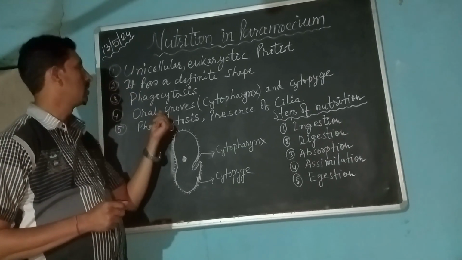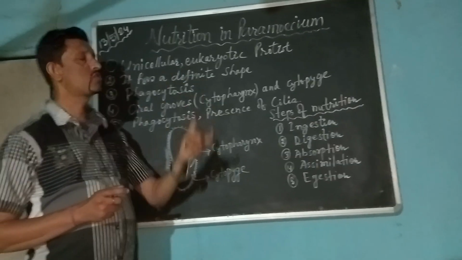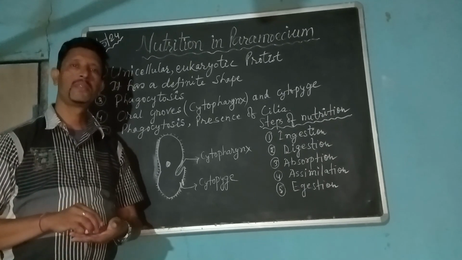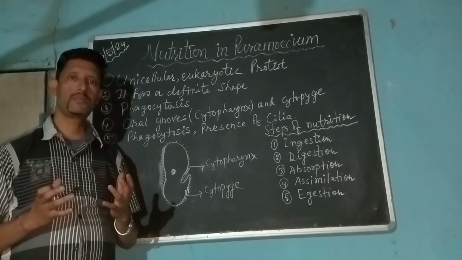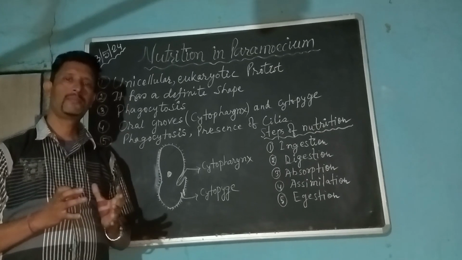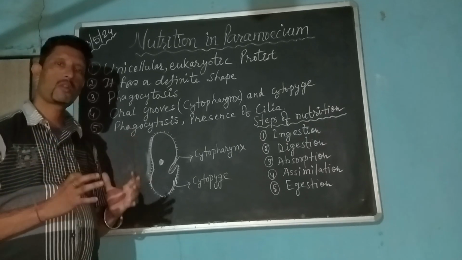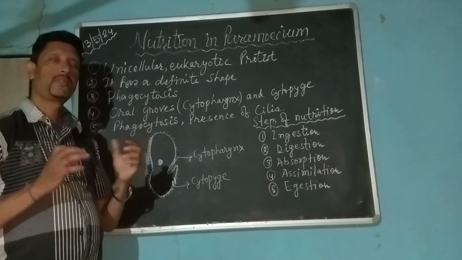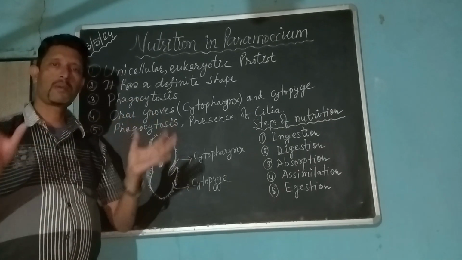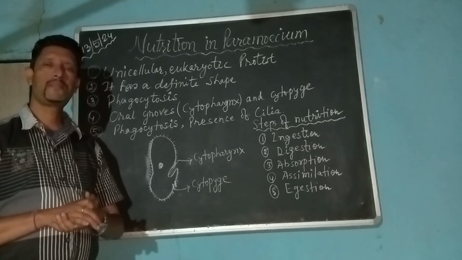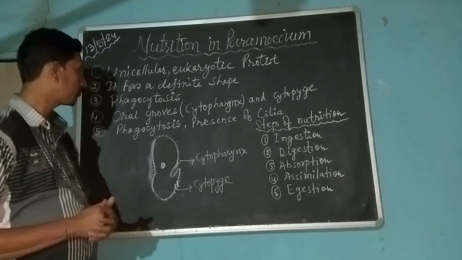Yesterday only I told you. Now that word is very important: phagocytosis. While you are learning nutrition in paramoecium, the word phagocytosis is very important. When a unicellular organism engulfs solid or complex food substances into the body, that process is known as phagocytosis. Here the paramoecium also engulfs the solid food substances found nearby in its aquatic environment by the process of phagocytosis.